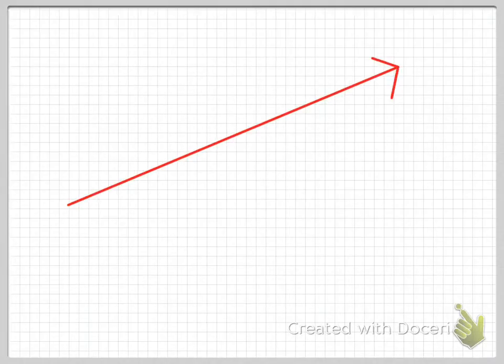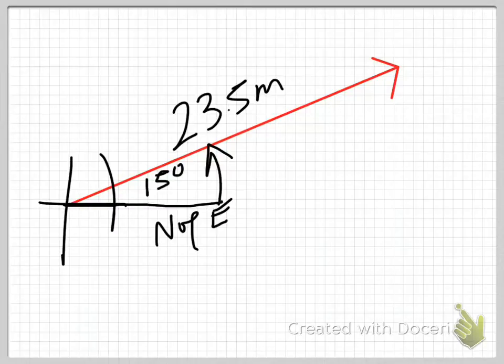All right, so with SOH-CAH-TOA, what we have here is a resultant vector. So where is this kind of thing useful? Well, it's really useful if we know that we went 23.5 meters at 15 degrees north of east, and I want to know how far north I am. How far north am I? Am I farther north than I am east? Am I farther east than I am north?